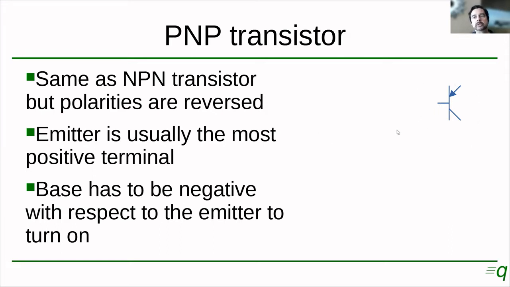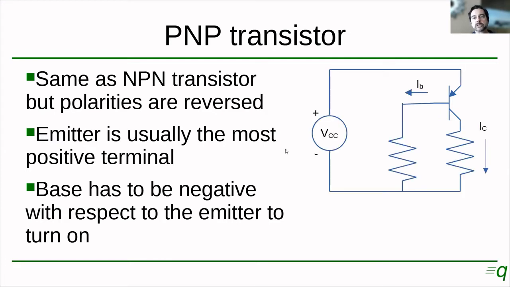So if we were to put this in a circuit, it would be a circuit like this, pretty much. The emitter is connected to the positive side of the supply, and the base current comes out of the transistor to ground, to the negative side of the supply. And the collector current comes out of the transistor, also to the negative side of the supply.